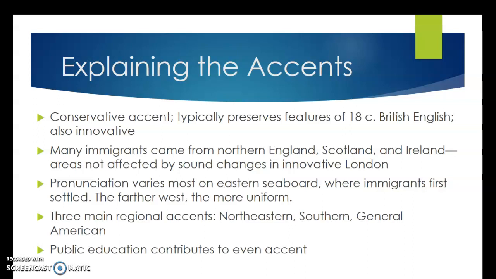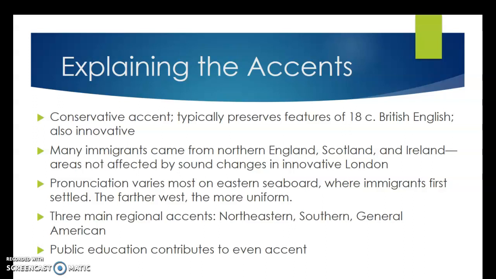As far as the different American accents go, we see the most variety on the eastern seaboard, and the farther west we go, the more uniform the accent. Public education and the ability to easily migrate and engage with other cultural groups are two things that contribute to the evenness of most American accents.